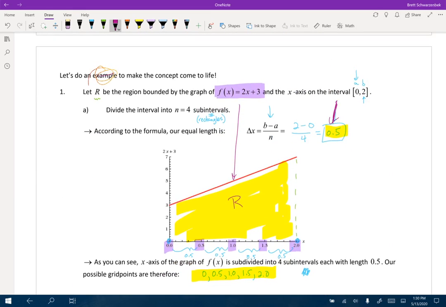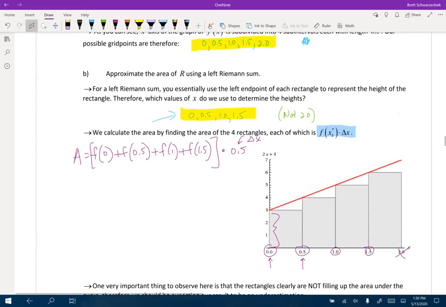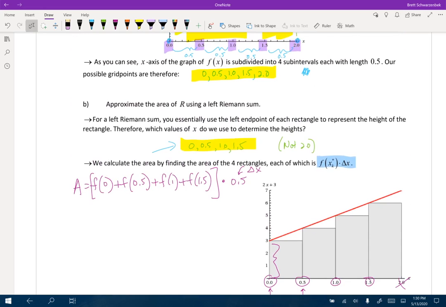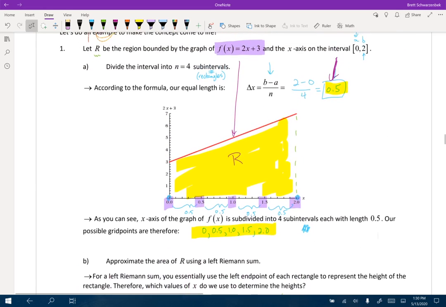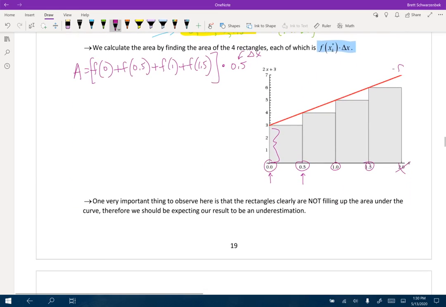So what about the math here? Remember, what is f of 0? How do we find that? If you look back, the equation of this line is f of x equals 2x plus 3, which means all we have to do, and I'll do a little simple math underneath so that you have it in your notes, is 2 times 0 plus 3, 2 times 0.5 plus 3, 2 times 1 plus 3, 2 times 1.5 plus 3.